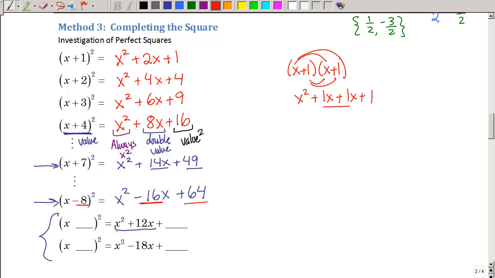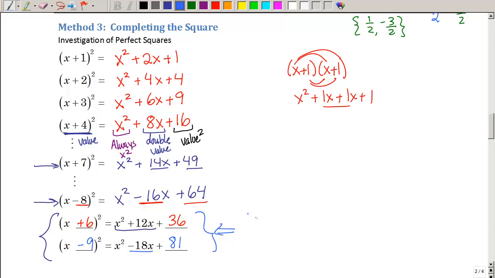For the first problem, we have x squared plus 12x as our expansion, and I'm trying to figure out what binomial is being squared. I know that 12x is double, so I'm going to take half of 12x and get positive 6. Once I have that value, I can square 6 and get 36. On the next problem, I'm going to similarly divide negative 18x by 2 and get negative 9, and then I can square negative 9 to get 81.